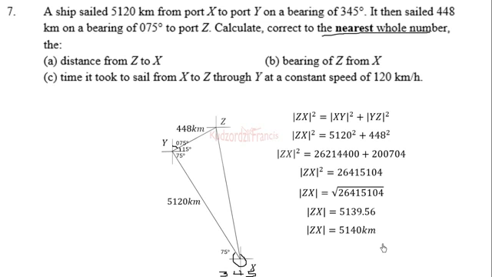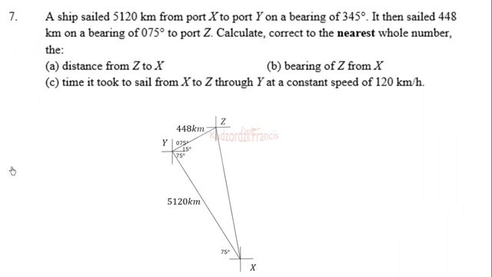Now let's continue to the B part. Bearing of Z from X. So bearing of Z from X, we need to calculate this angle here so that we can measure from X until we meet the ZX line. We know the opposite to this angle is 448, and we know the adjacent to this angle is 5,120 kilometers.